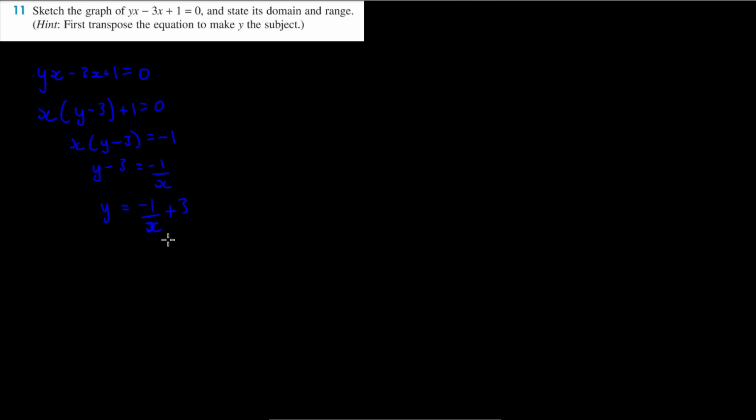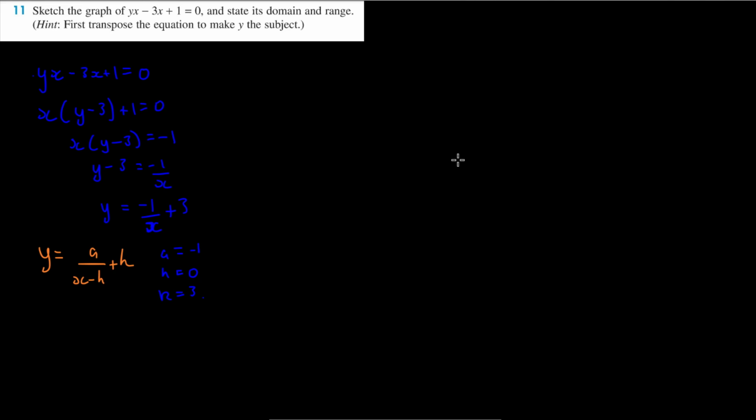Alrighty, great. Now we've got our equation. Let's think back at the general equation of an asymptote. That's just y = a over x - h, plus k. So from this, hopefully we can identify that a = -1, h = 0, and k = 3.